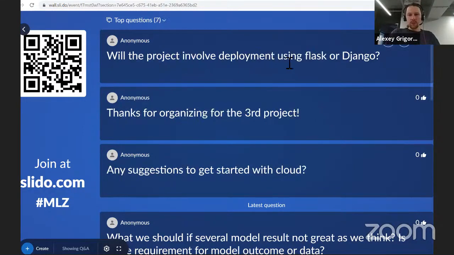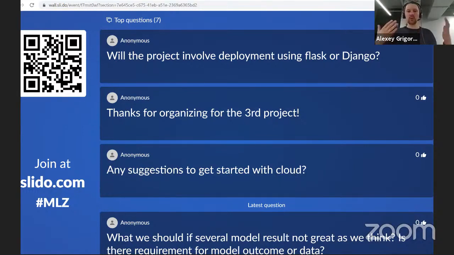Will the project involve deployment using Flask or Django? Please use Flask, but if you want to use Django, you can use that as well. Just be clear about what exactly you're doing so others can use and test it. Ideally, everything you do should be at the end a Docker image that people can just run and test. They don't really have to know if there is Django or FastAPI or Flask. It should be a Docker image that is runnable.